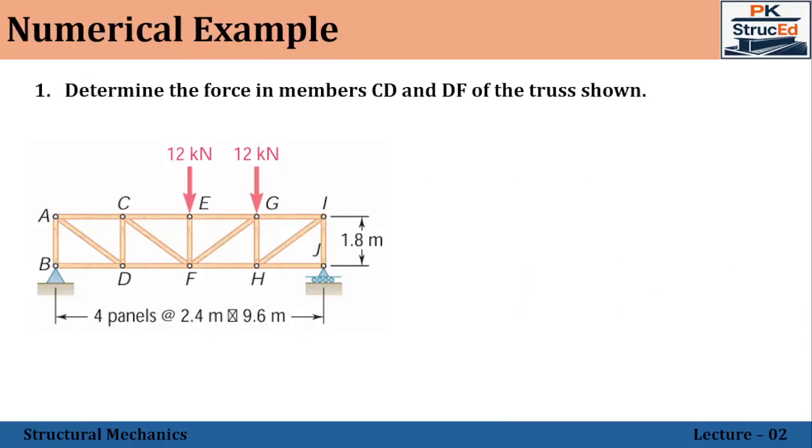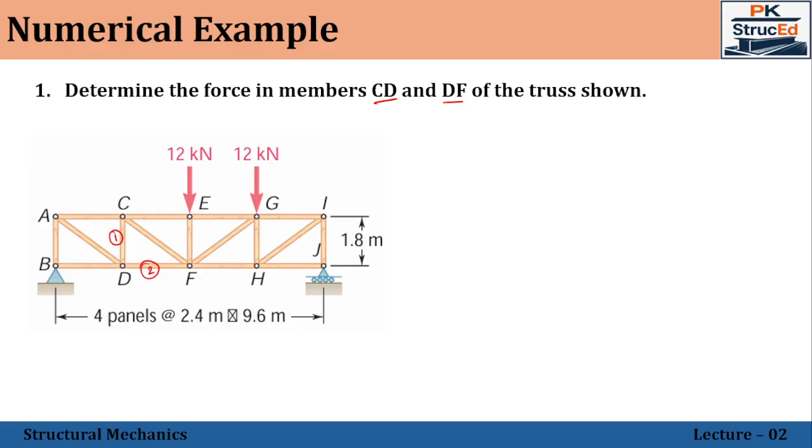Now let us go with the numerical example. Let me start with a truss in which two forces are acting. You are supposed to find the forces in the members CD and DF. That is, CD is this member, this is the first member, and DF is the second member.